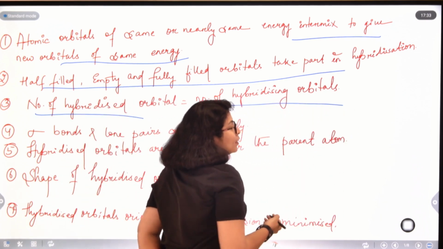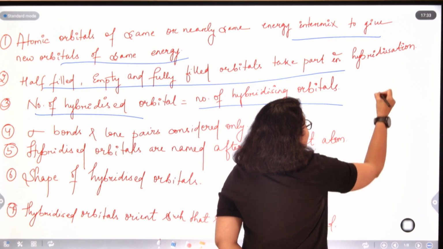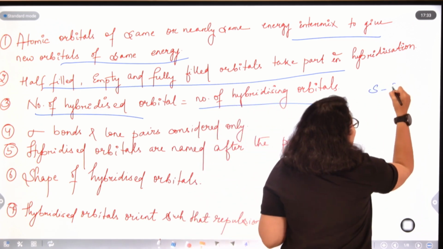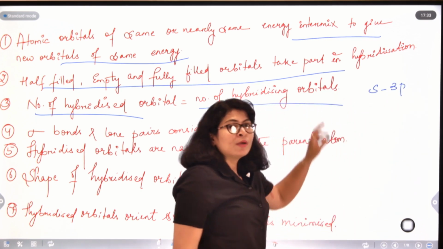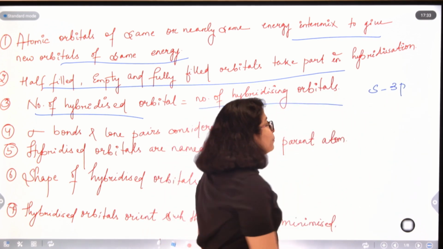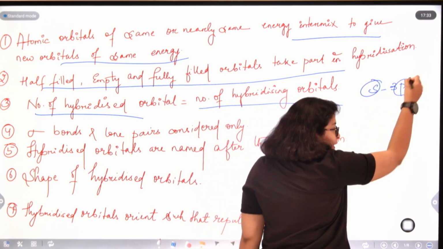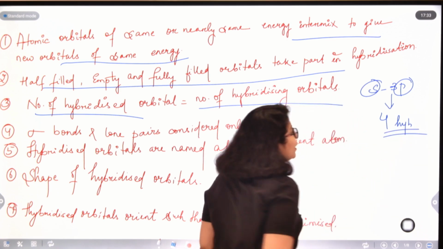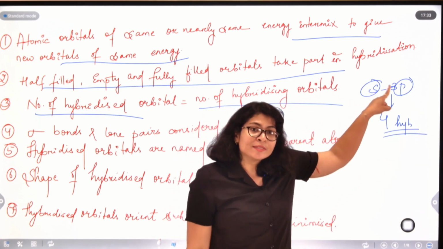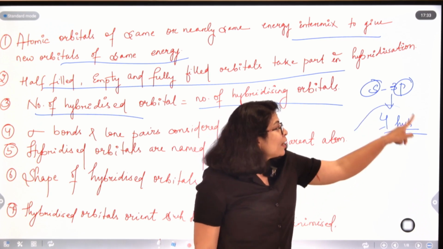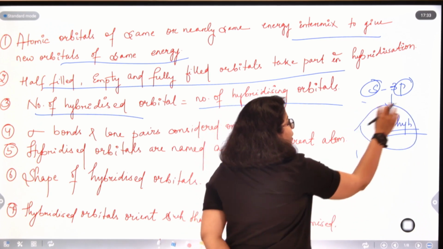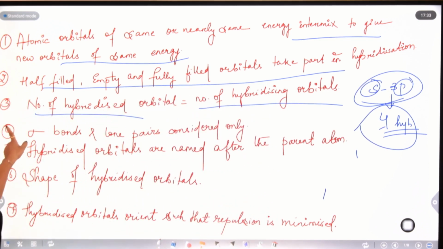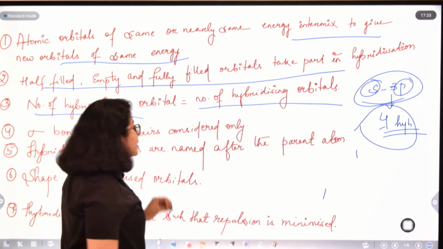For example, in the previous case, that is the CH4 case, I took one s orbital of carbon and intermixed it with 3 p orbitals. So now I will get how many sets of hybridized orbitals? 1s and 3p, so a total of 4 sets of hybridized orbitals, right? So the number of hybridized orbitals is equal to the number of hybridizing orbitals.